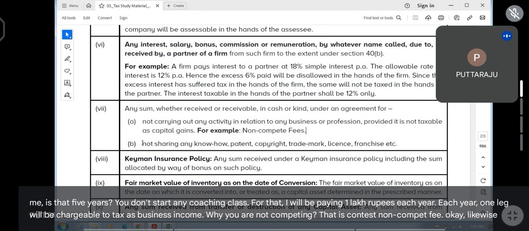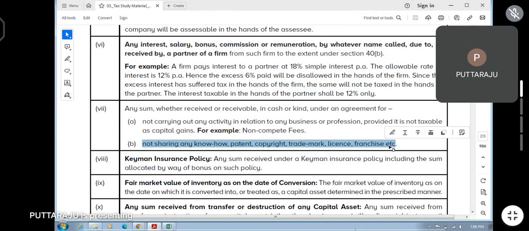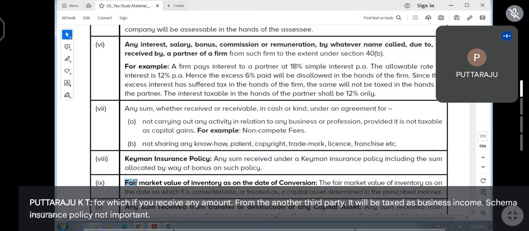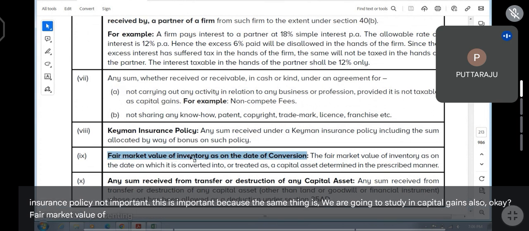Likewise, for not sharing any know-how, patent, copyright, trademark, license, franchisee, etc. to any other person, if you receive any amount from a third party, it will be taxed as business income. Keyman insurance policy, not that important. This is important because we are going to study the same thing in capital gains also. Fair market value of inventory as on date of conversion will be chargeable to tax as business income.